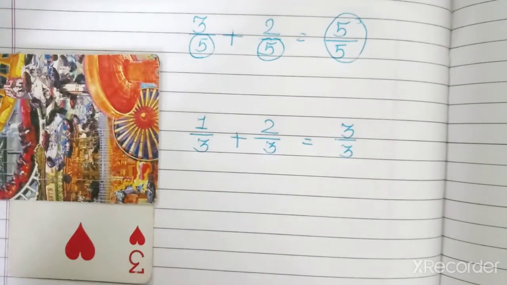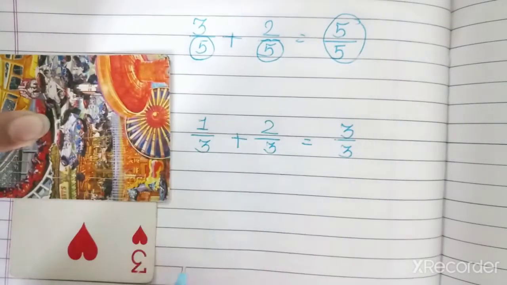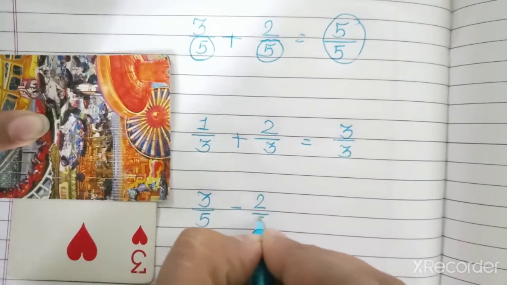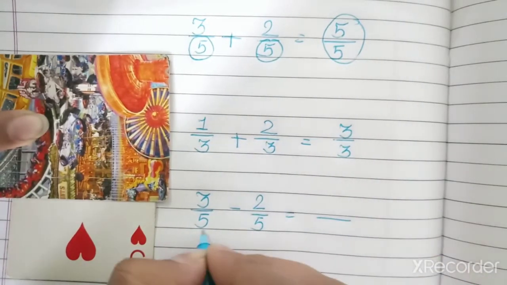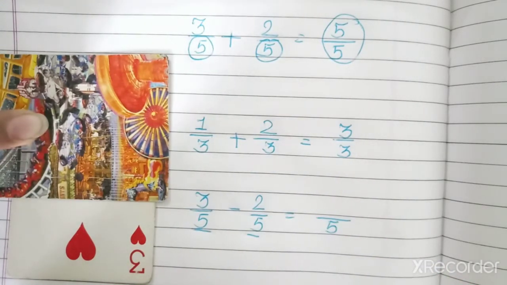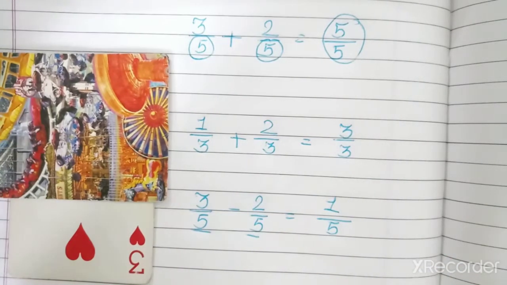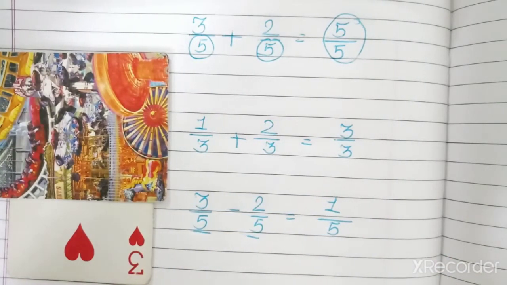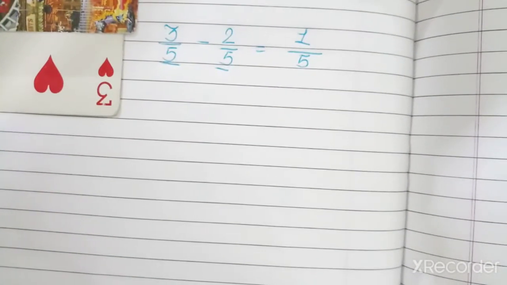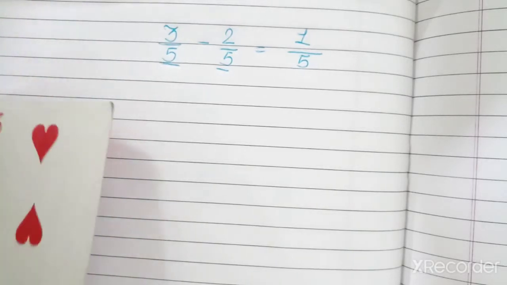If we take the same example in subtraction, for example 3 by 5 minus 2 by 5, the method is the same because denominators are the same. So you will write the denominator the same and 3 minus 2 is 1. Now the concept of like fractions is clear. Let's move ahead and learn the addition of unlike fractions.